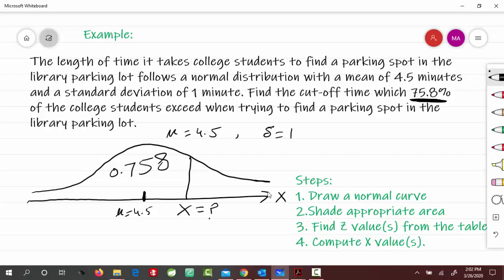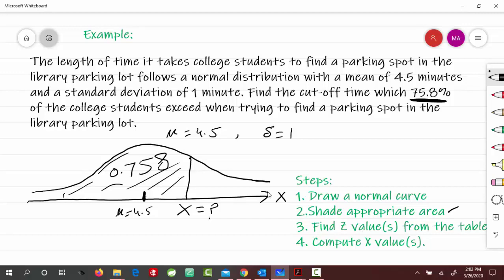0.758. So this is the area on the left of this cutoff point, and this is the appropriate area, the given probability 0.758. So this is step 2 that we have shaded.